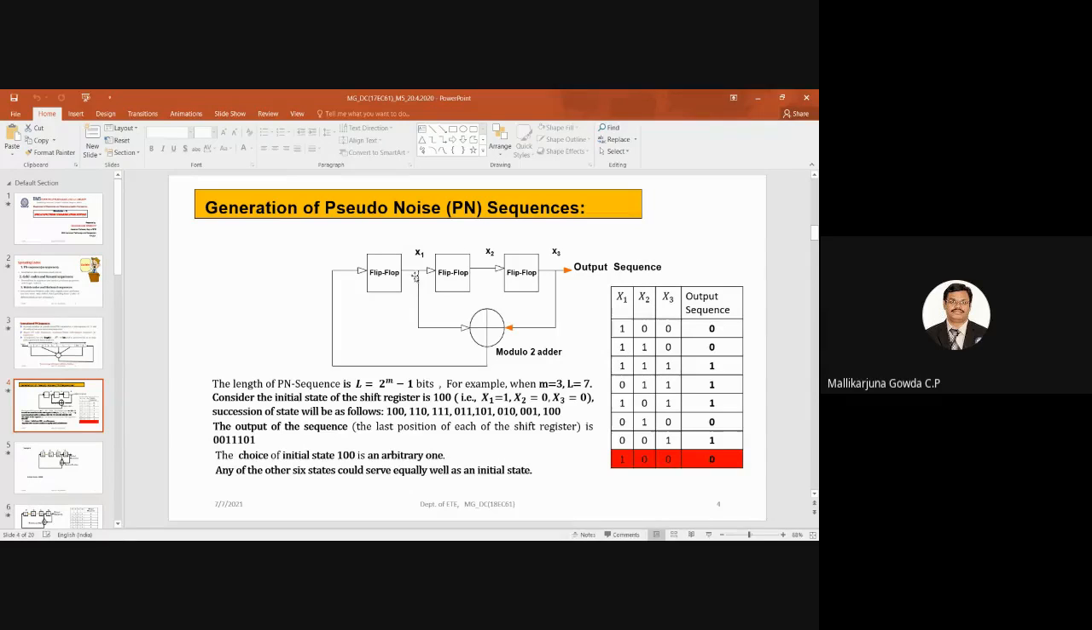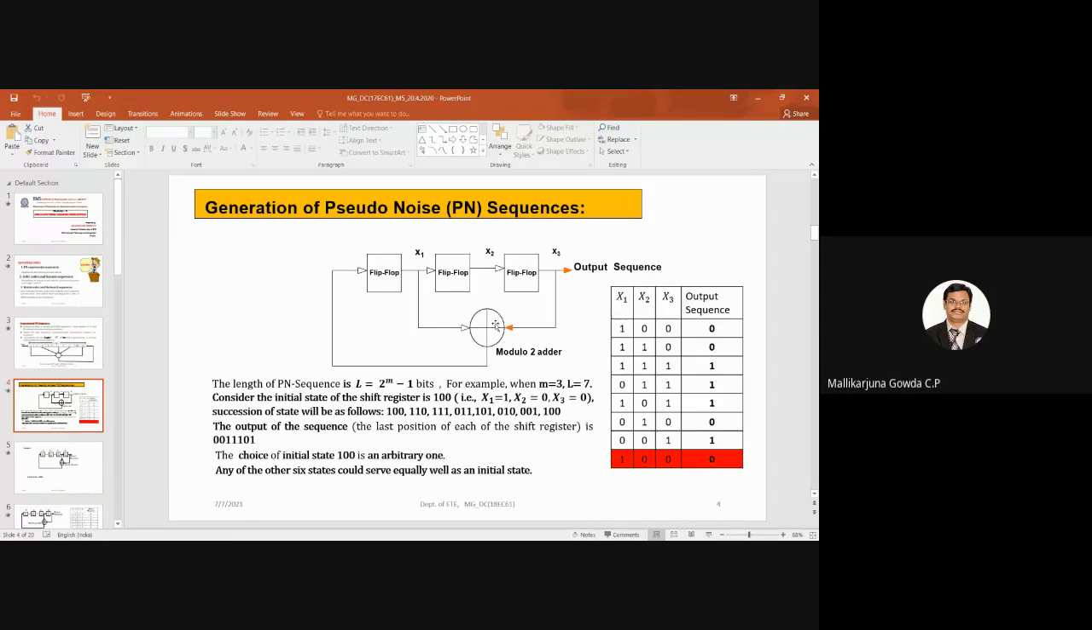X3 is my output. Then for the third clock pulse, again 1 XOR 0 will be 1, so now it becomes 1, 1, 1. It is just shifting for every clock pulse. What I am feeding as input to flip-flop 1 is the XOR of X1 and X3. Why I took the output of flip-flop 1 and the output of flip-flop 3 and did the XOR operation is the design for this.